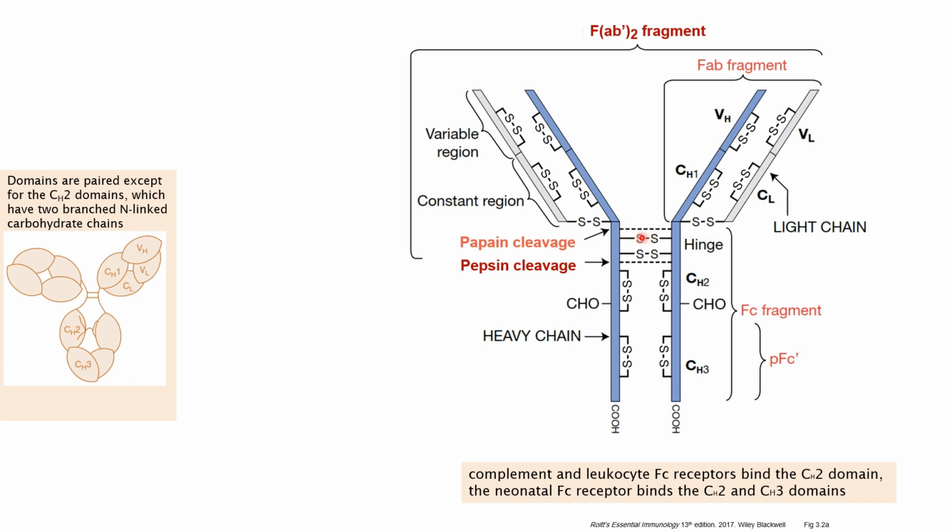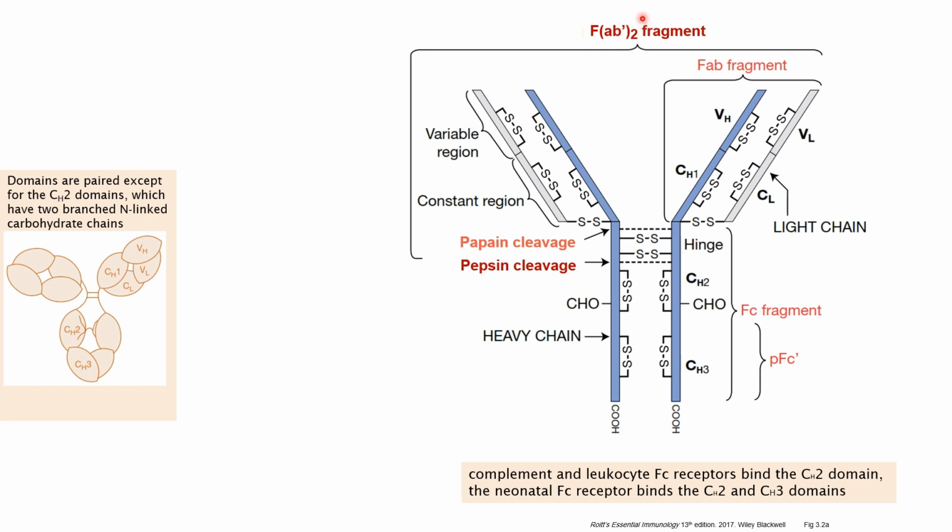Once we've cleaved with papain, we end up with two FAB fragments, and F stands for fragment, AB stands for antibody binding, and the antibody binding is mediated through the variable region here. If we were to cleave with pepsin, we'd end up with this one unit, because the disulfide bonds here would be holding everything together. So we'd call this an FAB prime 2 fragment.